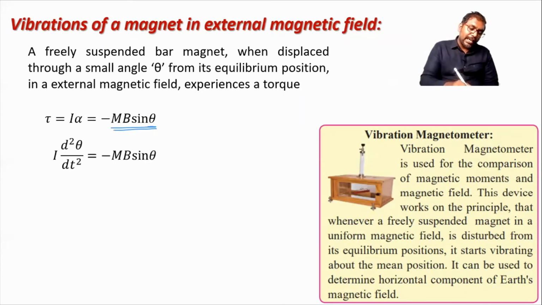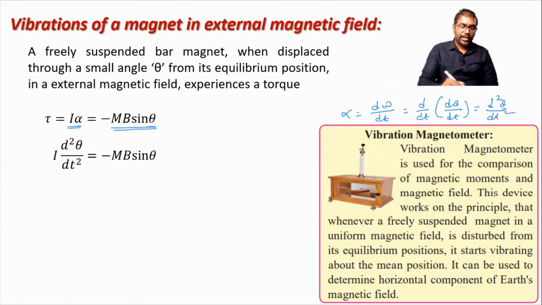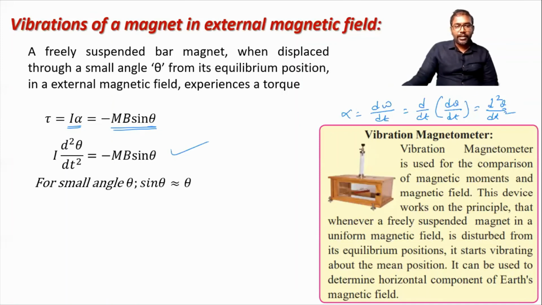And the torque we can write as I alpha. Now I is the moment of inertia. Alpha we can write as d square theta by dt square. You know that alpha is d omega by dt, and omega is d theta by dt, so we get d square theta by dt square. This is alpha, so we substitute it and get I d square theta by dt square is equal to minus mb sin theta. For a small angle, sin theta is nearly equal to theta, so we can use I d square theta by dt square is equal to minus mb theta.